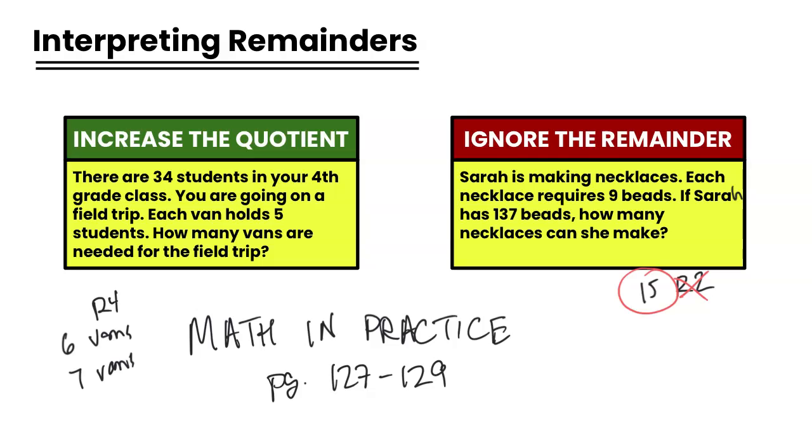And so there is a great card sort available in the curriculum resources that you can have students work through so that they understand the difference of when we need to increase the quotient and when we are going to be able to ignore the remainder.